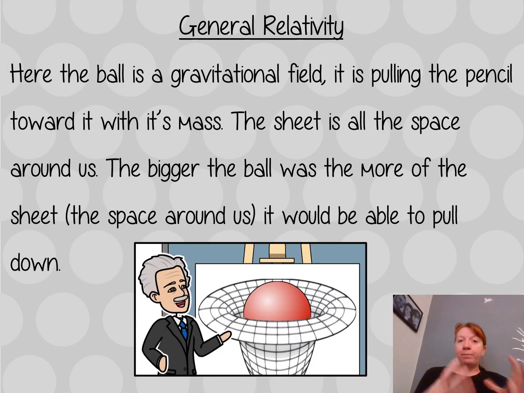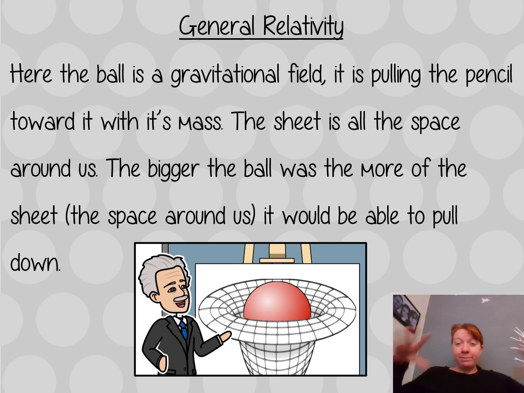So here, the big bowling ball is a gravitational field. And with its mass, its weight, and its body, it's pulling the pencil towards it. Now, if you think about all of the space around us as the sheet, really big, huge things pull down the space around us, the sheet. And the bigger the ball, the more of the sheet it pulls down, the more space around us it pulls down. It causes a gravitational pull.